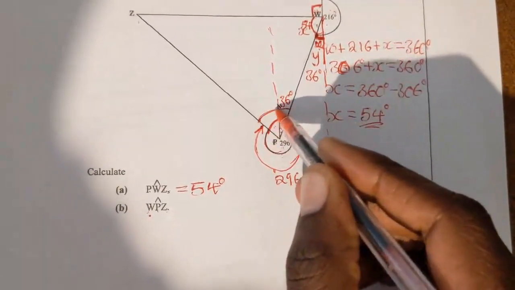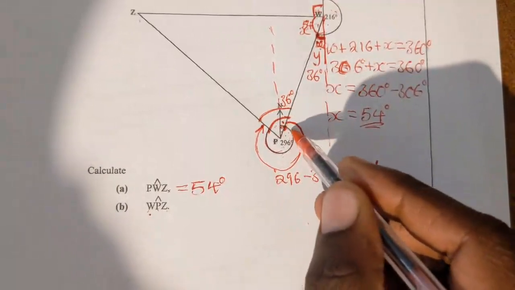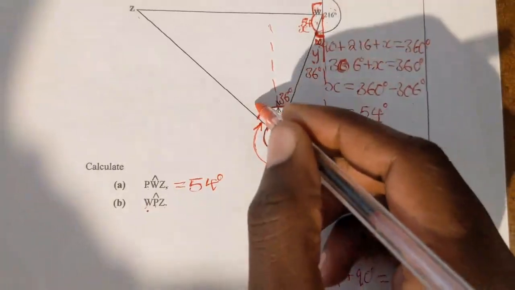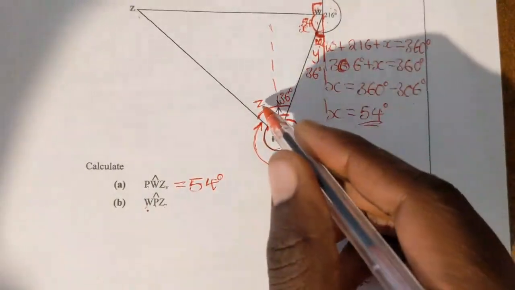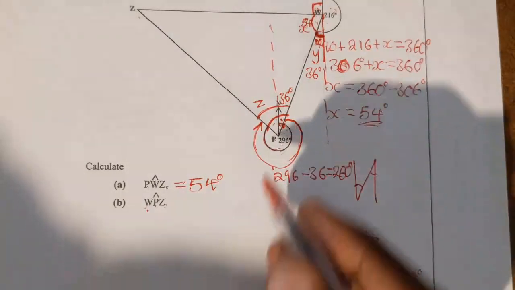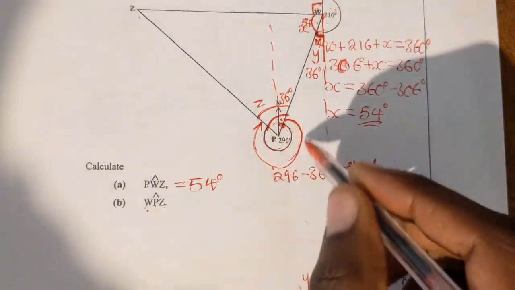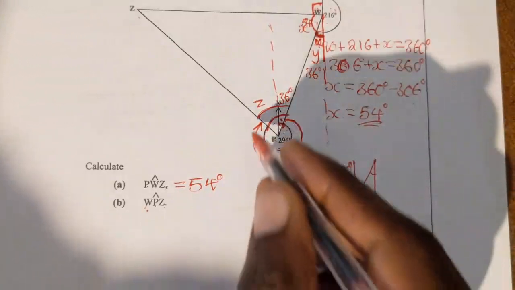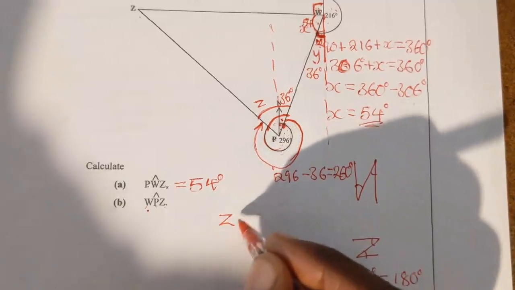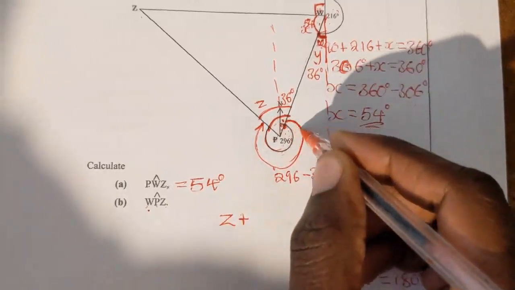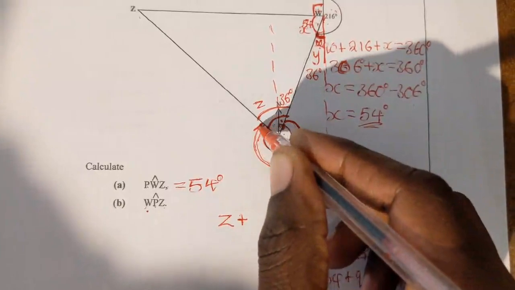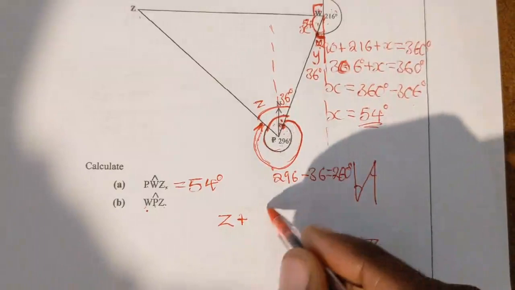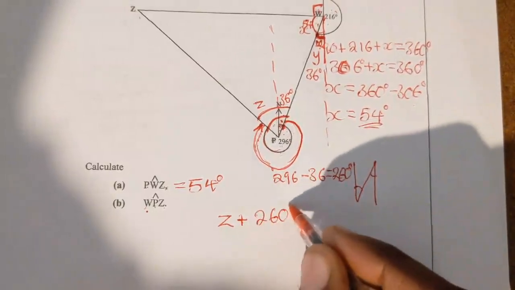Okay, you need to find this. So you know that this is 260 degrees. Now you need to find this. Make it as z. There is z here. You know that a complete circle adds up to 360 degrees. So we have z plus, from here to here, 260. That is what we found. So we have 260 degrees.